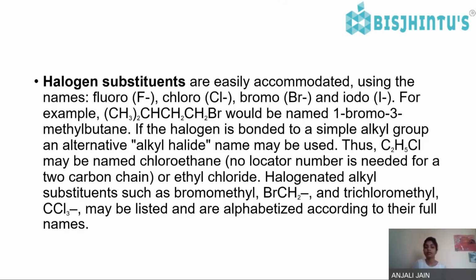Halogenated alkyl substituents such as bromomethyl and trichloromethyl. Trichloromethyl will have 3 chlorine groups. And we know that carbon has a valency of 4, so 3 valencies will be taken by the chlorine groups. So the formula will be CHCl3, and these may be listed and alphabetized according to their full names.